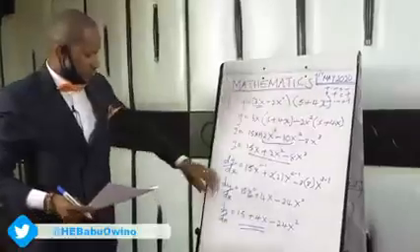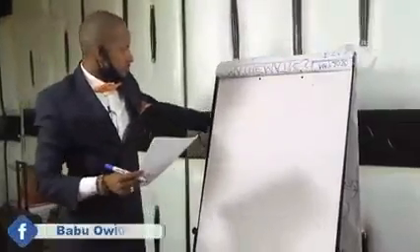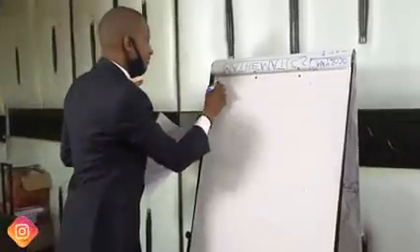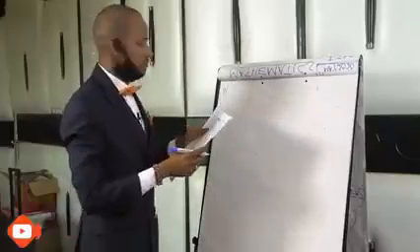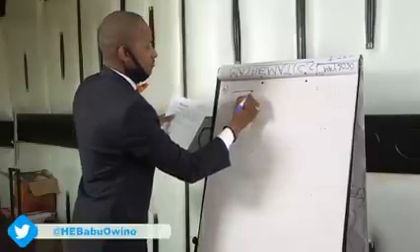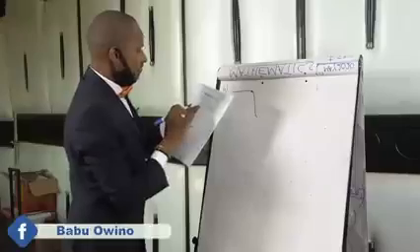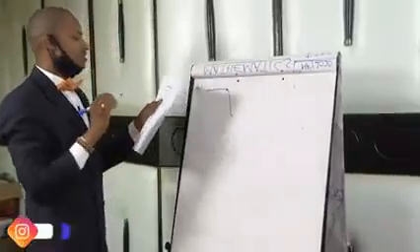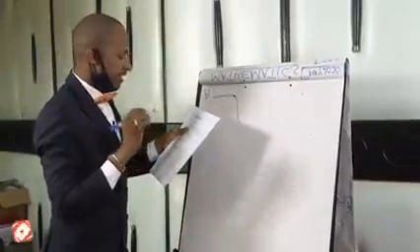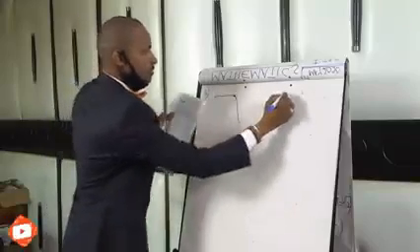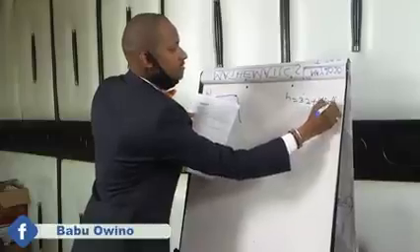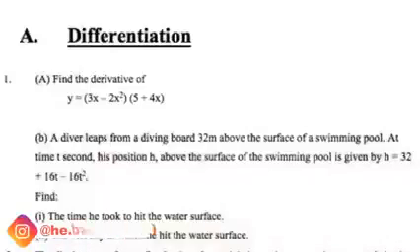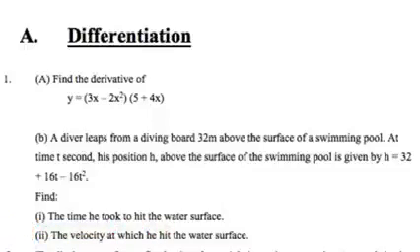Proceeding to part B of the question. A diver leaps from a diving board 32 meters above the surface of a swimming pool. At time t seconds, his position h above the surface of the swimming pool is given by h equals 32 plus 16t minus 16t squared. The first part of this question wants us to find the time he took to hit the water surface.